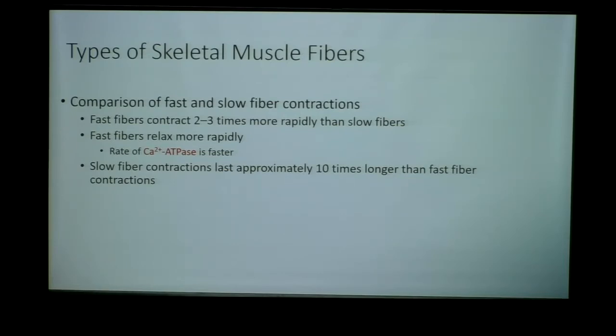Whereas a slow fiber, just like we said before, is going to take a longer time to relax simply because it has a slower rate of calcium ATPase activity. That calcium is being pumped out of the cytosol at a much slower rate, okay? And again, using this example, if a slow fiber can contract 10 times in a second, a fast fiber is going to contract 100 times in that second. It's going to relax 100 times in that second, right? It's going to contract and relax much faster than a slow fiber.